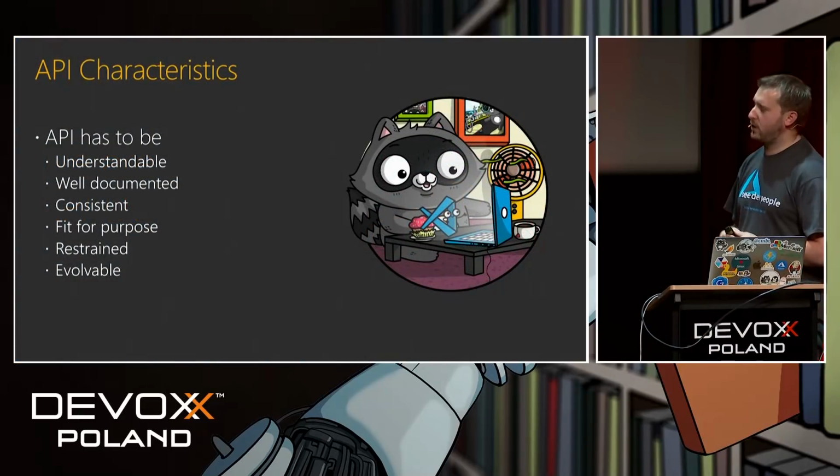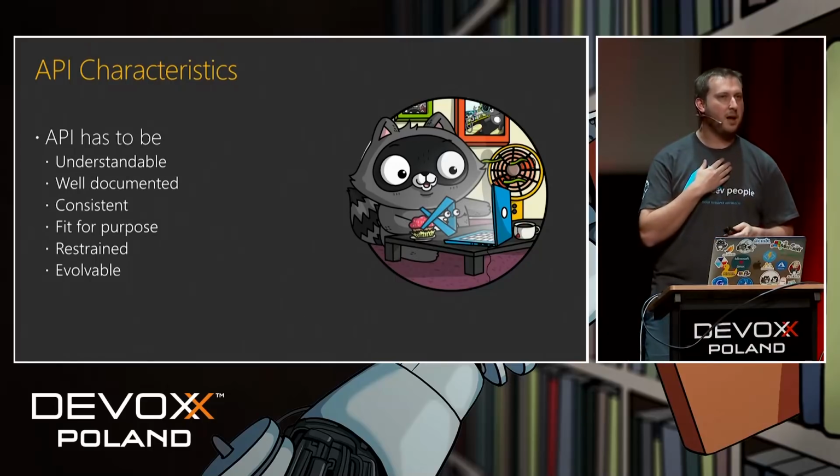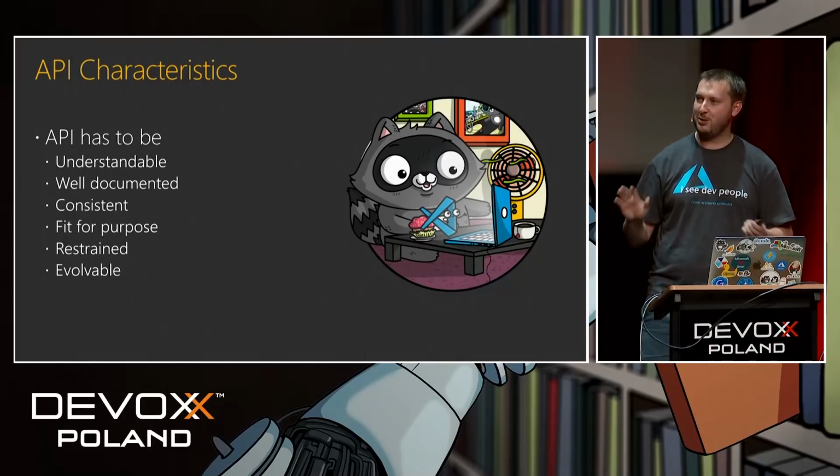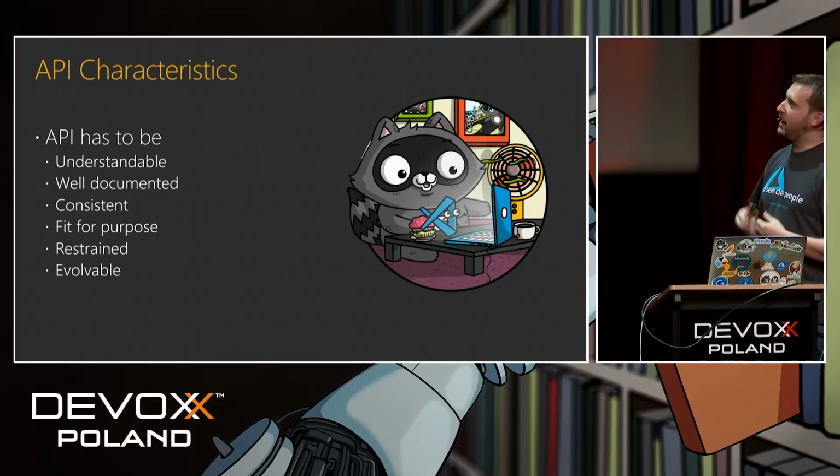And so the characteristics of what an API has, in my opinion, and I like to say this a lot throughout my talk, this is my opinion. I encourage you all to disagree with me. It's okay. We're all entitled to our opinion. They're like noses, right? An API has to be understandable.